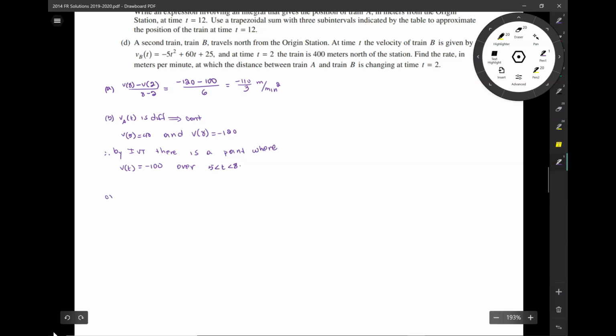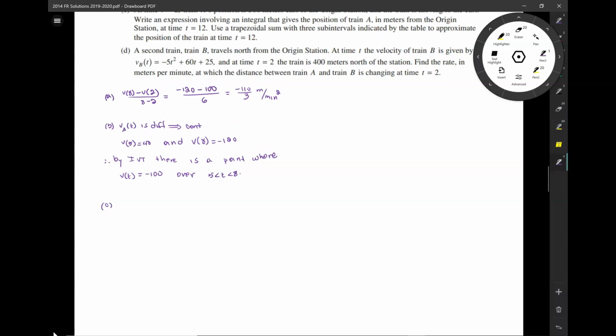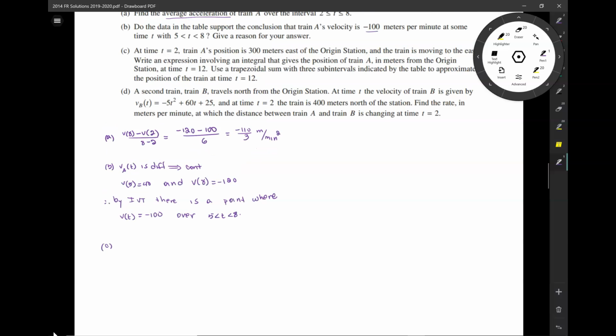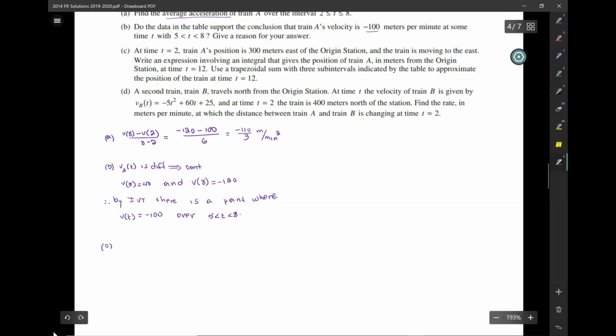C. Alright, so C says, at time t equals 2, train A's position is 300 meters east of origin station, and the train is moving to the east. So it's on the positive side, moving toward the positive direction. Write an expression involving an integral that gives the position of train A in meters from the origin station at time t equals 12. And then we have to use a trapezoidal sum to approximate the position.